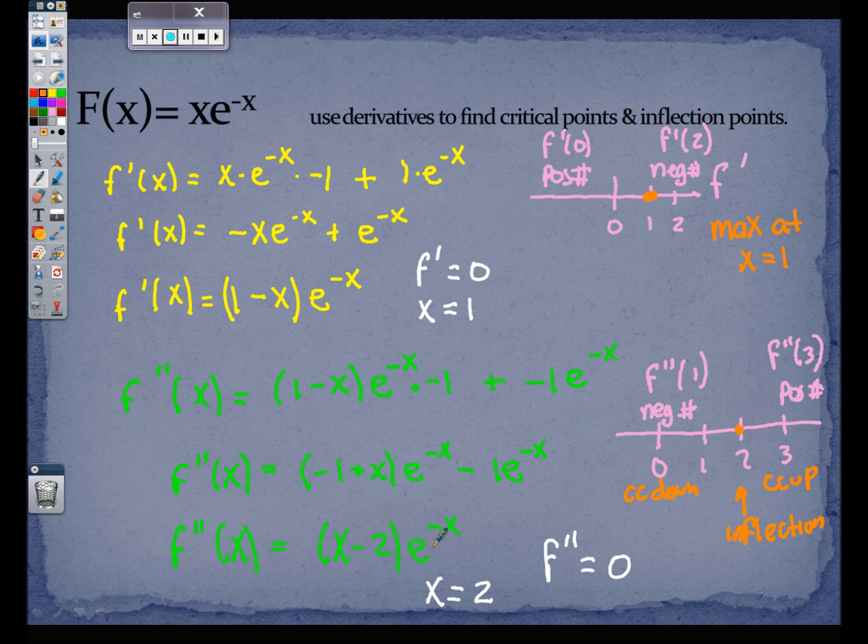So here we have a max at 1, an inflection point at 2, and if I wanted to know the actual values for y, I could evaluate f of 1 and f of 2 in my x times e to the negative x. And that pretty much wraps up some things with inflection points.